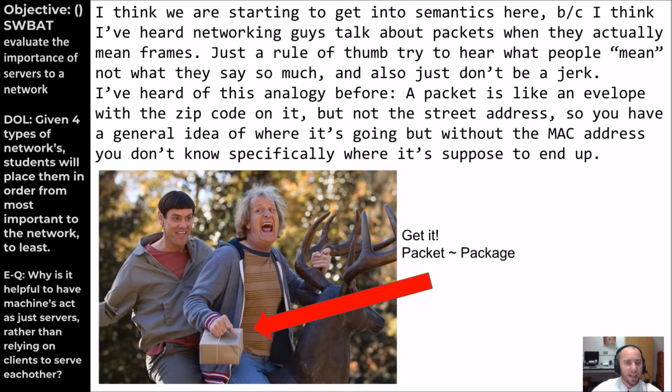And at the end of the day, I've heard this analogy used that I think is a pretty good one. Think of a packet like an envelope that has a zip code on it, but not necessarily the street address. So that's the difference between a packet and frame. Once you get that MAC address, you have the specific computer you're going to.